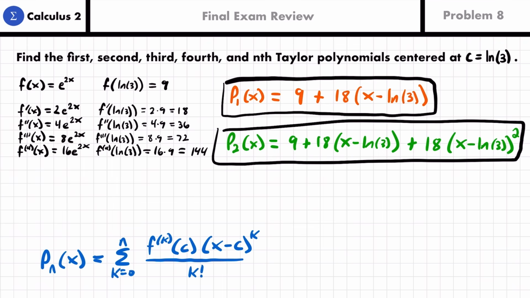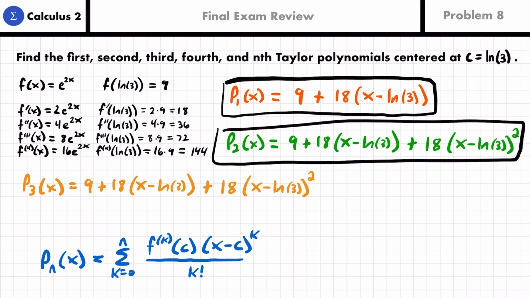Now let's find the third Taylor polynomial. That would be p3 of x. It will share the same first 3 terms of the second Taylor polynomial, so I've just added them in here again. The only thing that's going to be new is a fourth term involving the third derivative, right? We'll have f triple prime of c times x minus c cubed divided by 3 factorial. Now 3 factorial is 1 times 2 times 3, which is 6. So the denominator here is really just 6. And then f triple prime of c is the third derivative evaluated at the natural log of 3, which is 72. So replace that with 72.